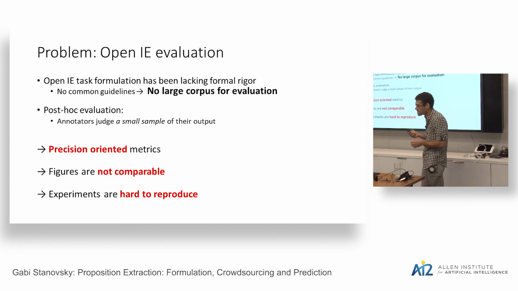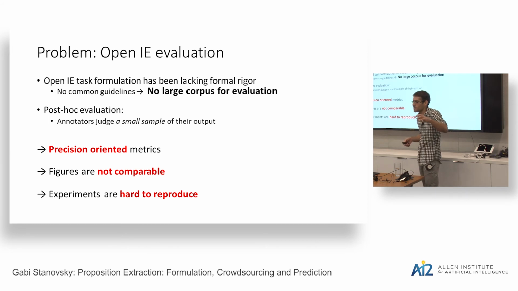But as opposed to this vast interest in OpenIE, there hasn't been a good definition of what OpenIE is in terms of common guidelines. And subsequently, there's no large corpus for OpenIE evaluation. So the way most OpenIE parsers evaluate is a post hoc evaluation. They run their system on some text, they look at the output, and then judge, usually by themselves, whether some extraction is correct or incorrect. And this leads to precision-oriented metrics.